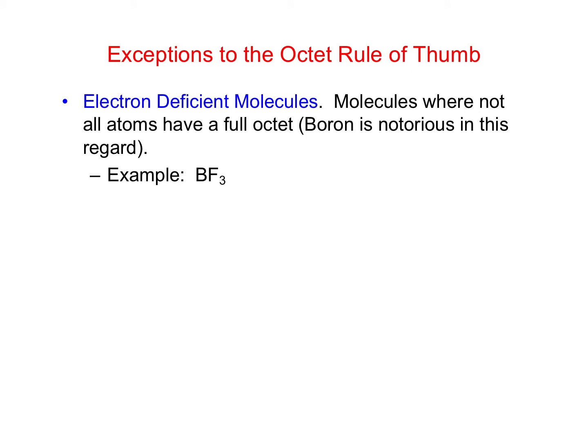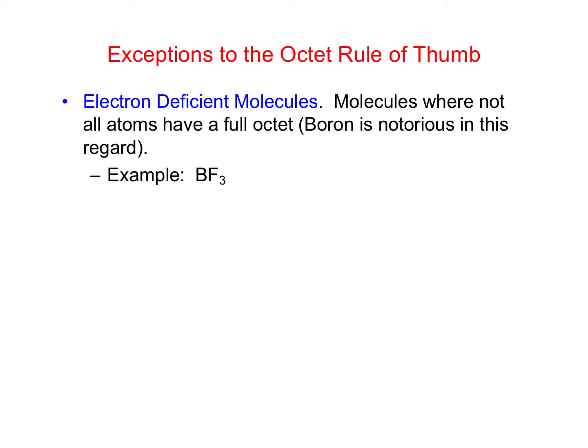So one case where we have exceptions to the octet rule are electron deficient molecules. These are somewhat rare, but these are molecules where not all atoms have a complete octet. And boron is sort of notorious for this, at least right now in our study of chemistry. The electron deficient molecules that we're going to encounter would largely contain boron. So whenever you see boron, you kind of want to have in the back of your mind, this may not follow the octet rule. In an example, let's look at boron trifluoride.